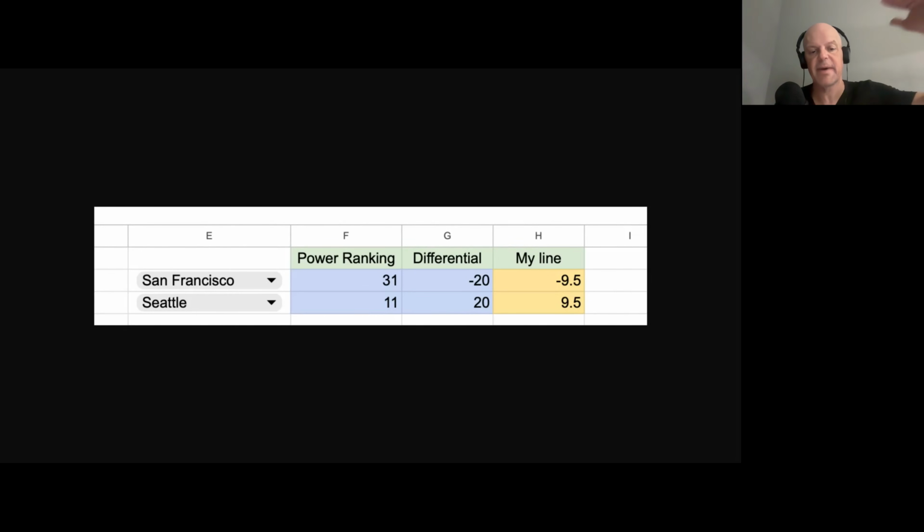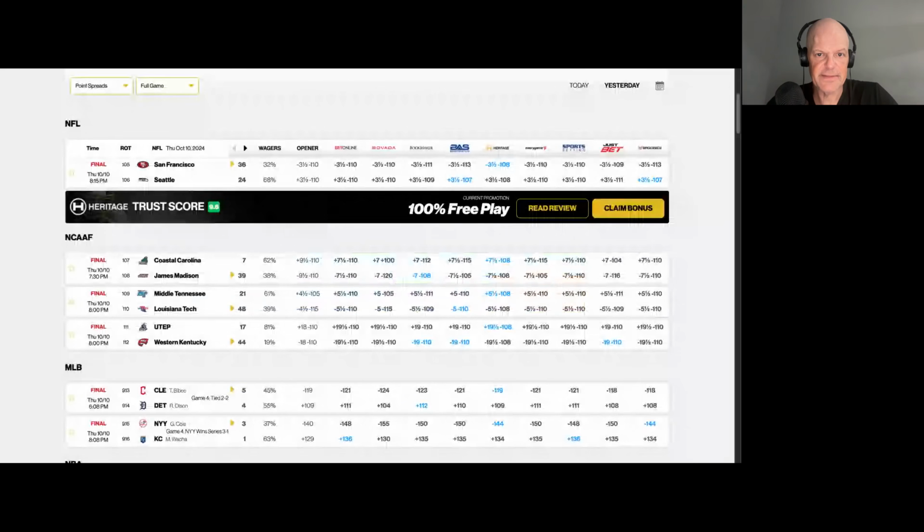Via my model and the stats I use, I rank teams 32 to 1. So San Francisco had a high ranking, and we subtract that ranking, which would give San Francisco a -20 differential. I use a different formula to calculate that into a line. So my actual line for that game was San Francisco -9.5. Sportsbook had this line at -3.5. So we had a 6-point differential.